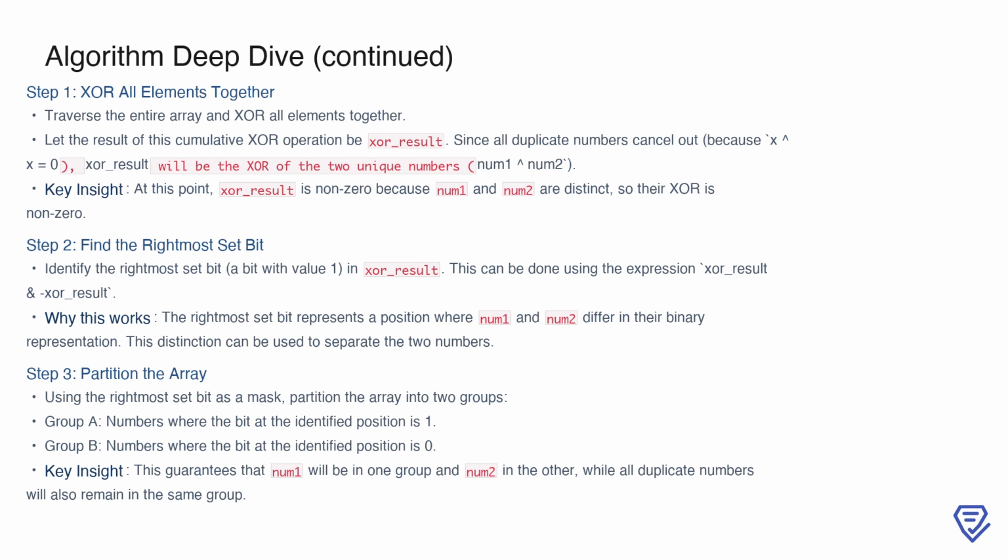Next, we need to find a way to differentiate between number 1 and number 2. To do this, we identify the rightmost set bit in XOR_result using the expression XOR_result & -XOR_result. This set bit represents a position in the binary representation where the two numbers differ. This distinction is crucial because it allows us to partition the numbers into two groups based on whether this specific bit is 1 or 0.